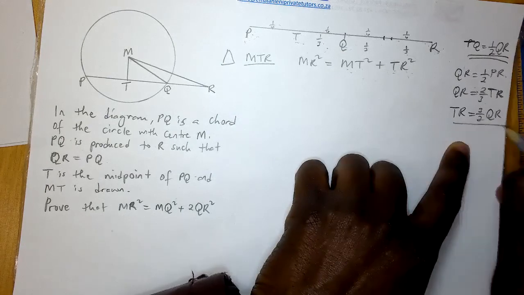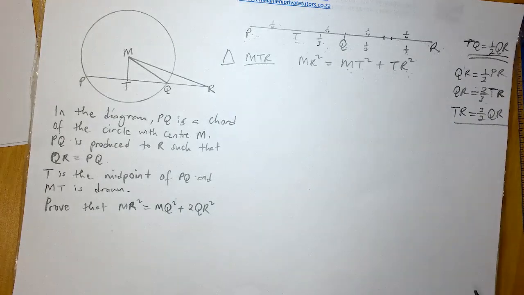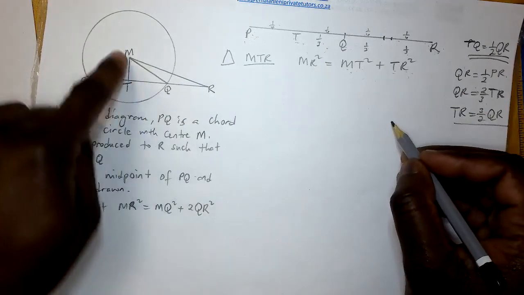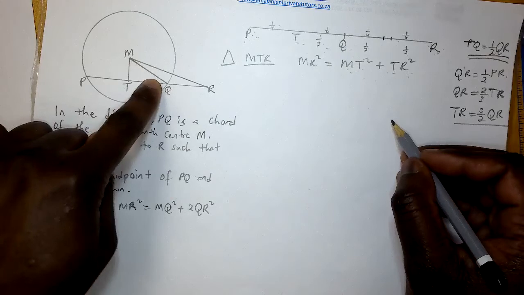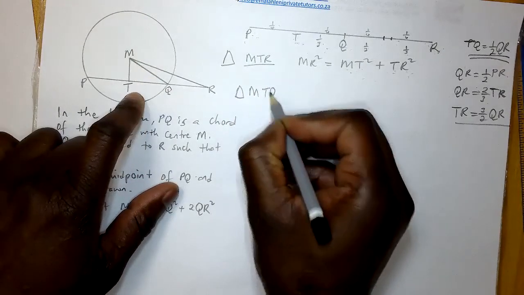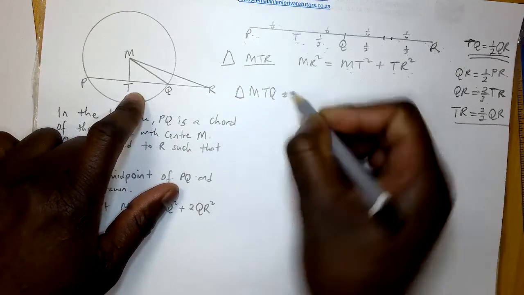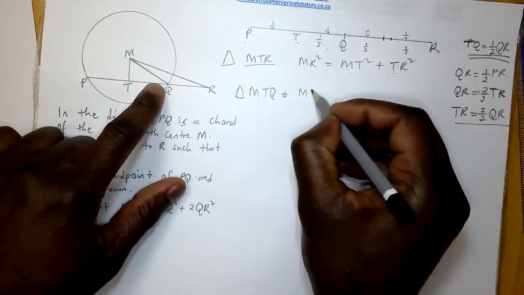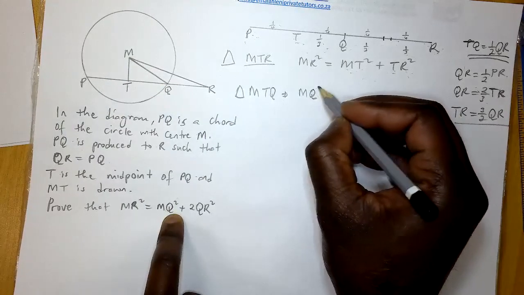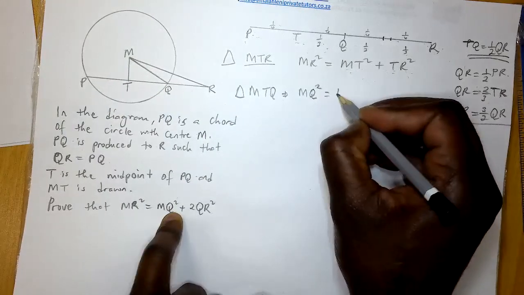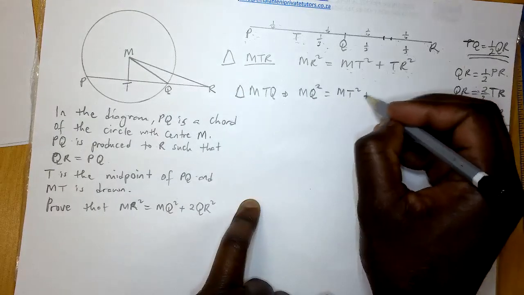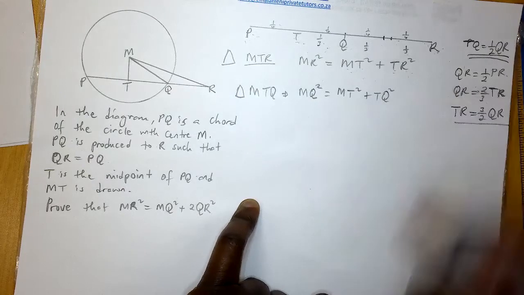So now we have TR in terms of QR. What about MT? For MT, we need to take the small triangle, which is MTQ. In that case, we're going to say MQ squared is equal to MT squared plus TQ squared. That's what we have there.